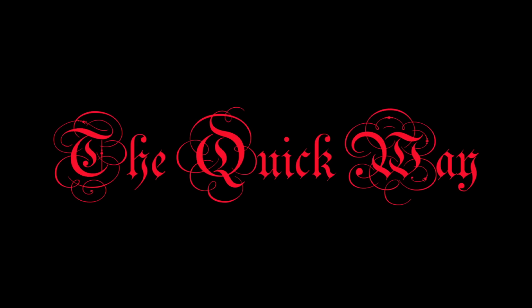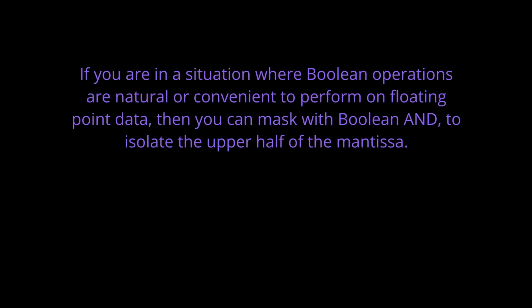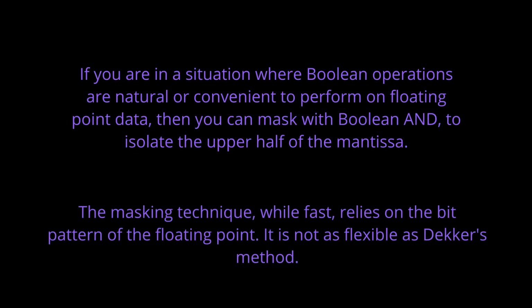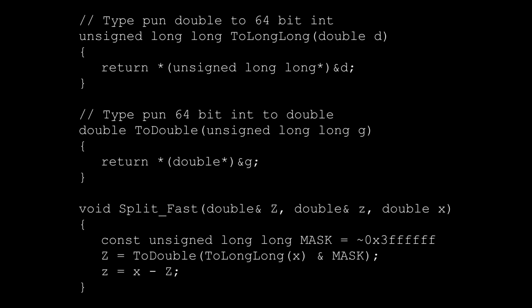Now you might be wondering, looking at all of this nonsense, you might be thinking, can you not just mask half of the mantissa? And the answer is yes, yes you can. So if you're in a situation where it's natural to do Boolean operations on floating point, then you can just mask out the top half with an AND operation. The downside, and the reason why you might go with Dekker's method, the quick method actually relies on the bit pattern of the format itself. So you'd be relying on like IEEE 754. Dekker's method actually works regardless of the bit pattern. So Dekker's method is actually more flexible. Anyway, that is the split function. Split, good stuff. What a great function.